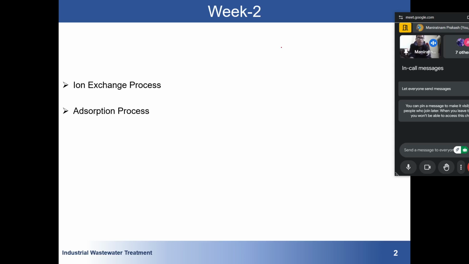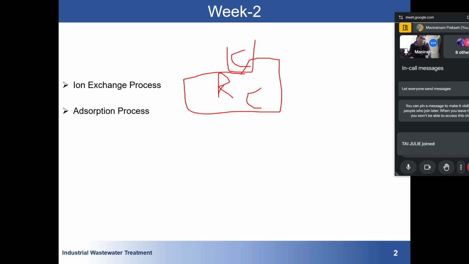Ion exchange, in a simple way: we have polluted, contaminated water, which is passed through a resin. This resin contains some kind of ions, similar in charge to our contaminant, that do not cause any secondary pollution. Suppose this resin contains R, which may be an anion or cation. What will happen is that the contaminant will get exchanged, and this is the simple ion exchange process.